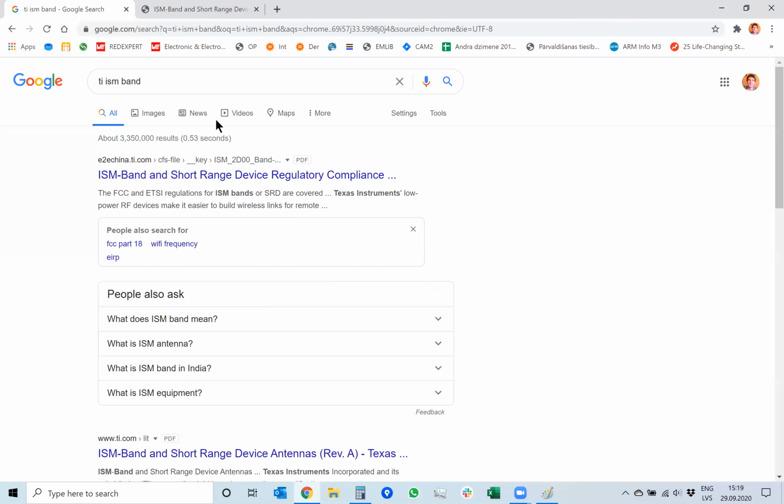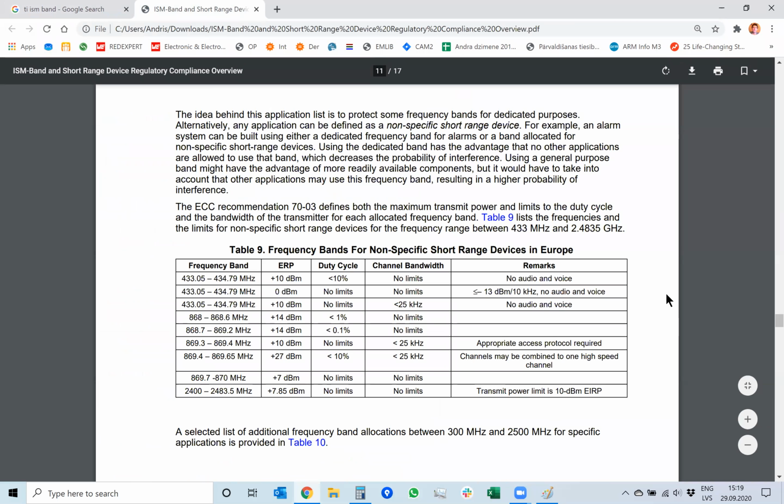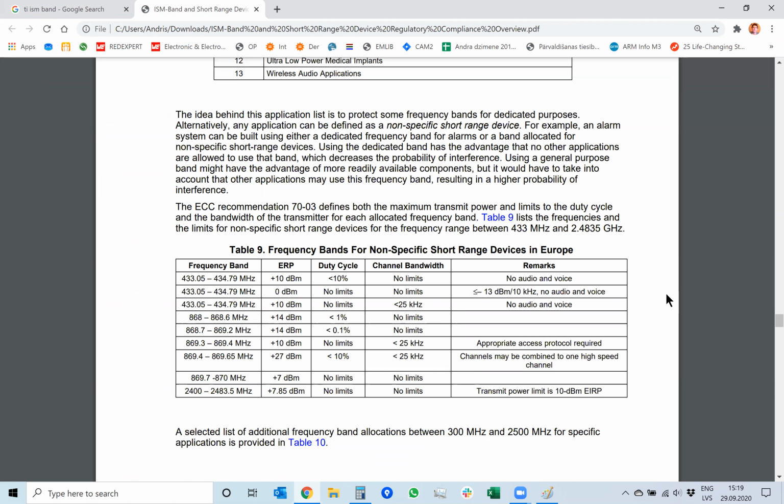You go to Google, you type TI, which stands for Texas Instruments. It's a silicon chip manufacturer. Texas Instruments ISM band, and there will be this PDF, and there you will find a lot of information about permitted bands.